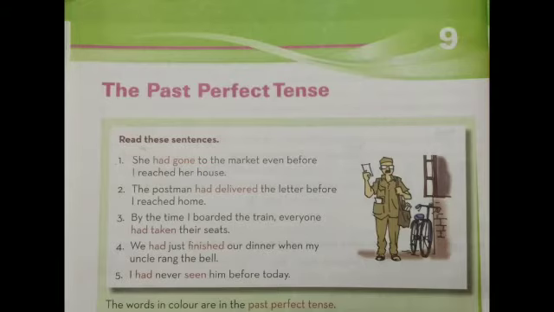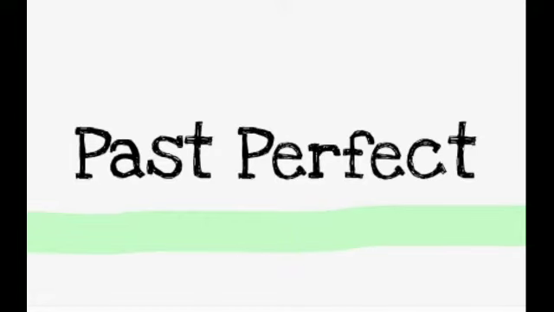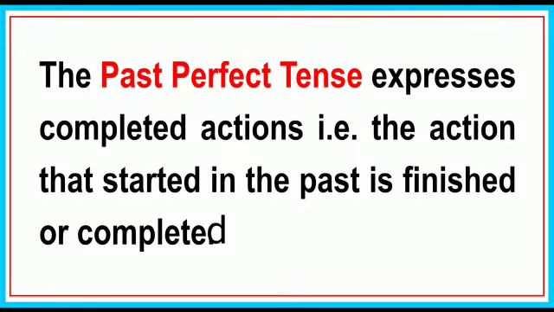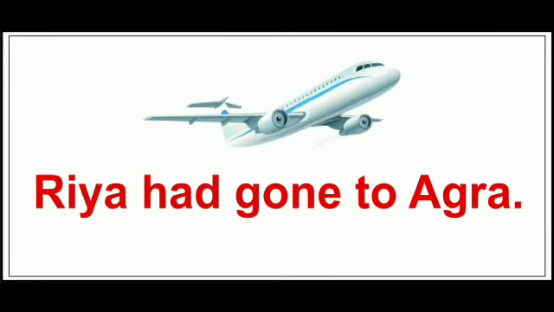Now today in this video we are going to discuss chapter number 9, that is the past perfect tense. Now what do you understand? What is past perfect tense? The past perfect tense expresses completed actions, that is, the action that started in the past is finished or completed. Have a look at the examples.